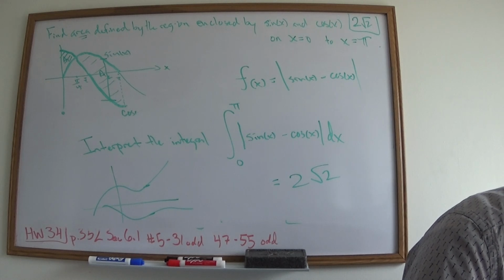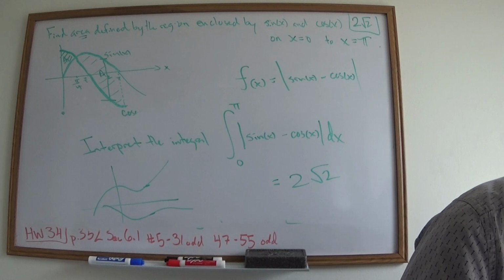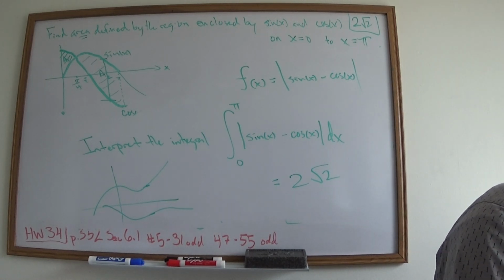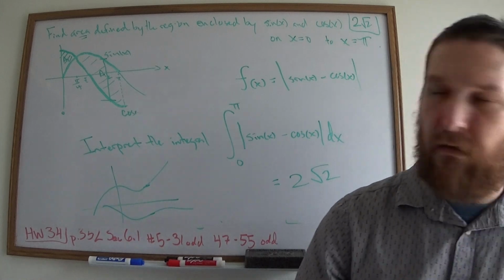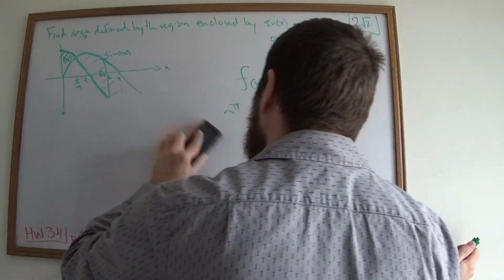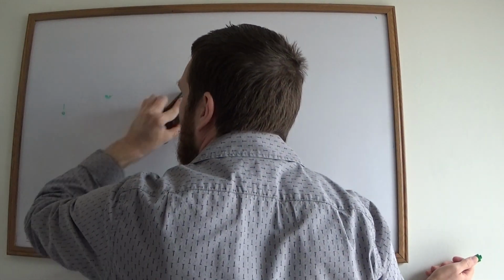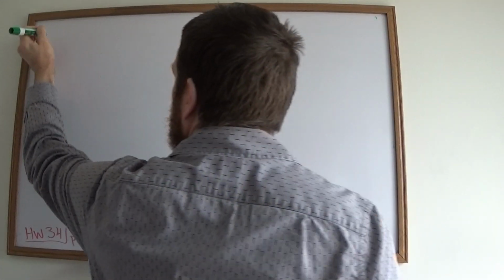Oh, yeah. Number 10. The next two that we're going to do say, sketch the region enclosed by the given curves. It's going to say, sketch the region defined by the curves, and then find the area of the region. There's number 10.